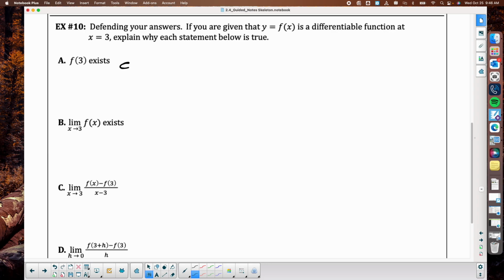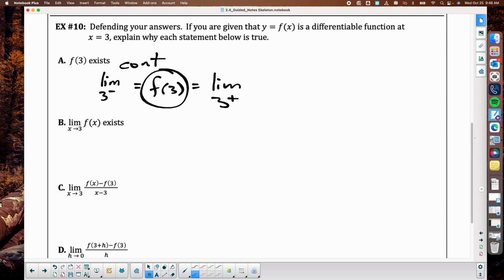And if it's continuous, we're guaranteed the limit to the left is equal to f of 3 is equal to the limit on the right. Well, if it's continuous, that guarantees that f of 3 has an answer. That's all we were looking for. And then B is actually pretty much the exact same thing. That's because if it's continuous, you're guaranteed these two are equal, because that's the definition of continuity.